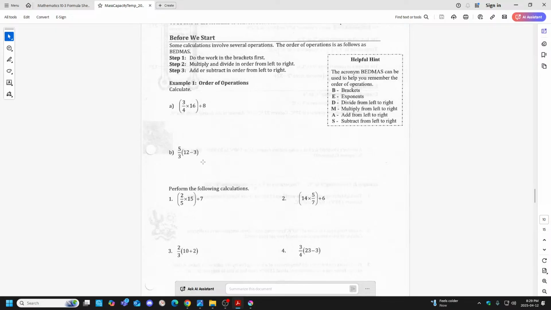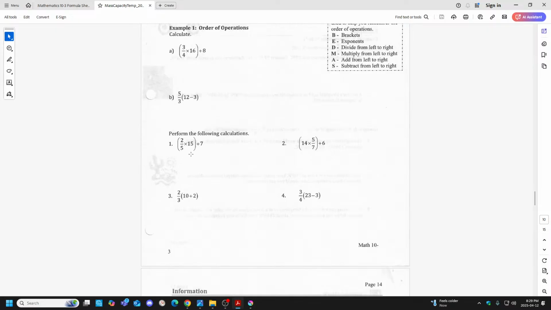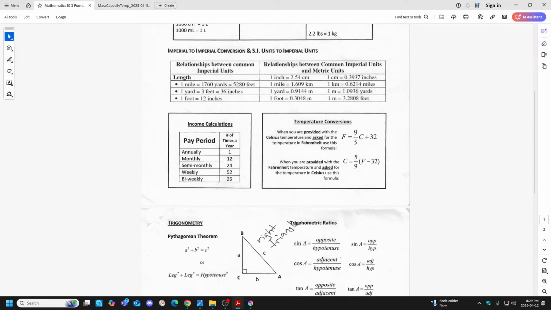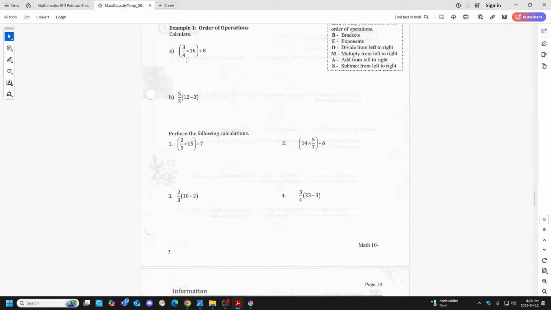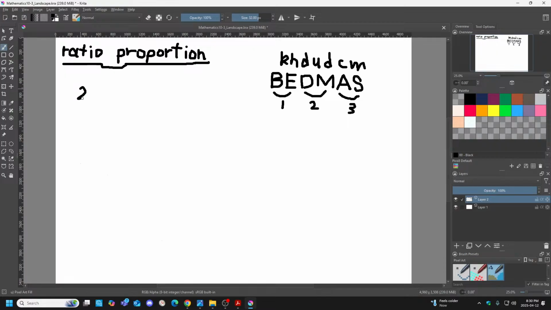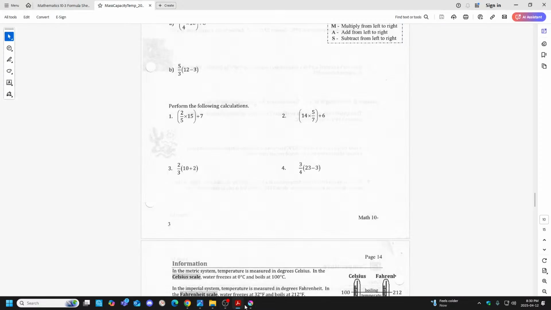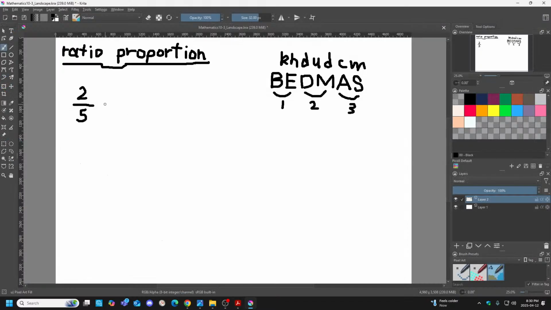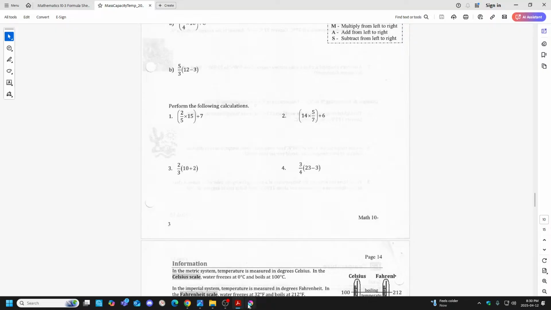All right, what's the next problem here? So this one's going to be similar to the Fahrenheit one. So might as well get used to it, right? We got A and B done. We're doing this one now. All in brackets, 2/5 multiplied by 15. I'll write it exactly the way it is. This is all in brackets, plus 7.